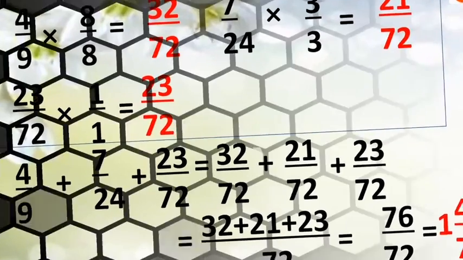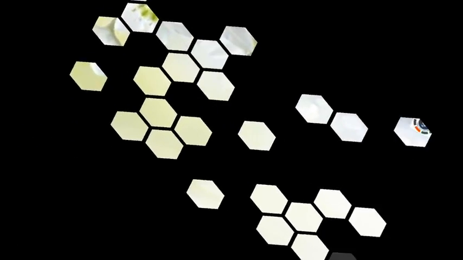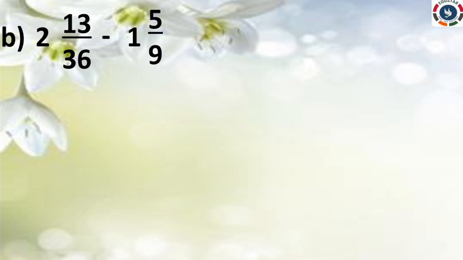I am going to explain the next example for you. B. 2 13 by 36 minus 1 5 by 9. Given the fractions are mixed fractions. So the mixed fractions, first of all, we want to convert into improper fractions, then convert into like fractions, then you have to subtract the values.